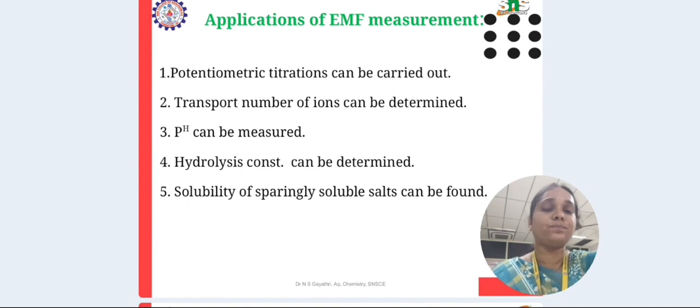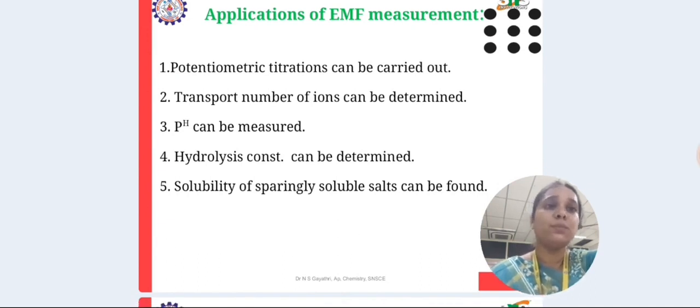Applications of EMF: potentiometric titrations can be carried out. In a potentiometric titration we are calculating the EMF. The potential difference is measured through a potentiometer. In that we calculate only the EMF difference, so that we can know the concentration of the ions present in the solution. EMF measurement is used for calculating how much ion is transferred to the solution, so that we can calculate the concentration of the solution we have taken.